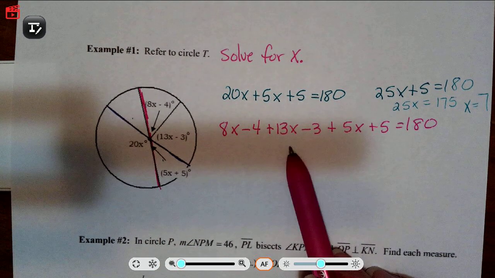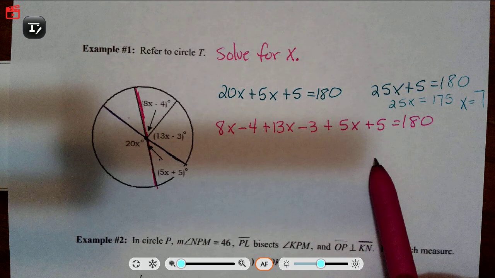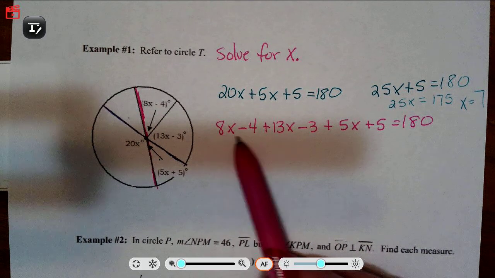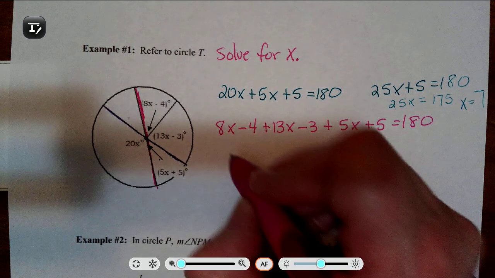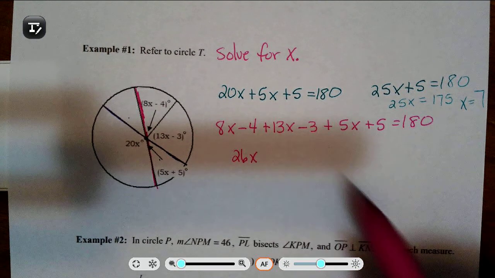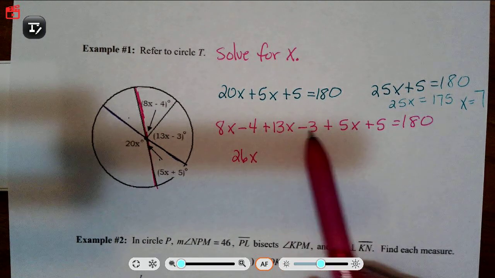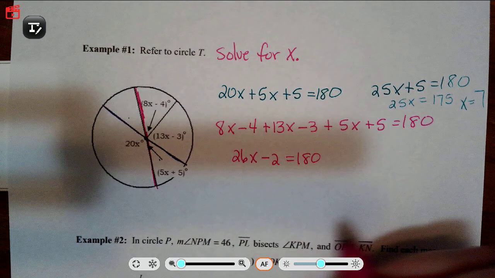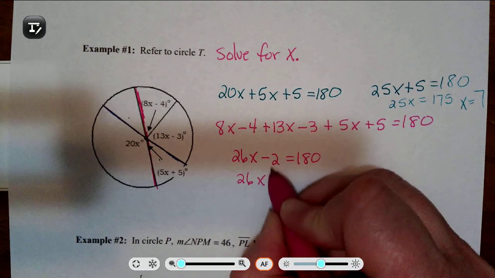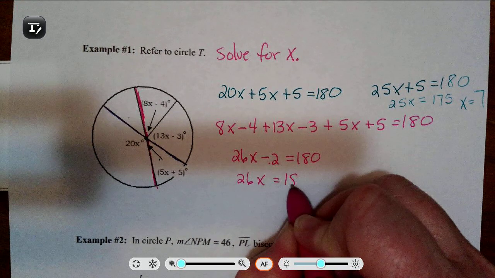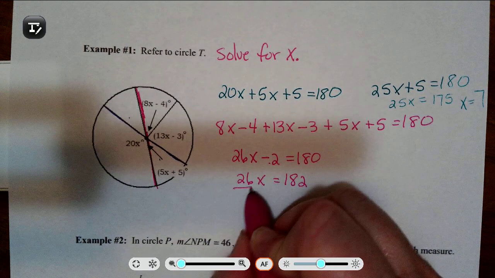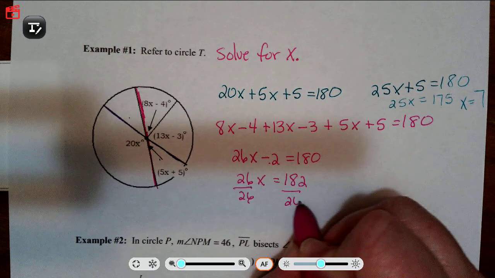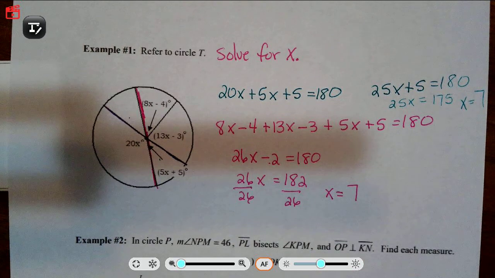If I set it up this particular way, again, I'm going to combine some like terms. I have 8x and 13x and 5x, and that gives me 26x. I have a -4, a -3, and a 5. That gives me a -2, and that all equals 180. That gives me 26x. I'm going to add 2 to both sides. That gives me 182. I'm going to divide by 26, and wouldn't you know, x equals 7. So no matter which way you set it up, you're going to still get the same answer.